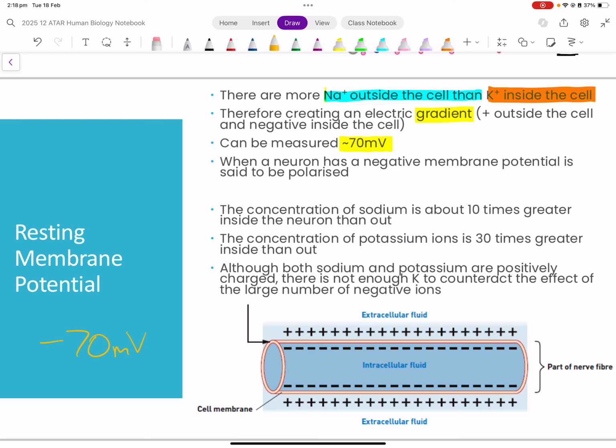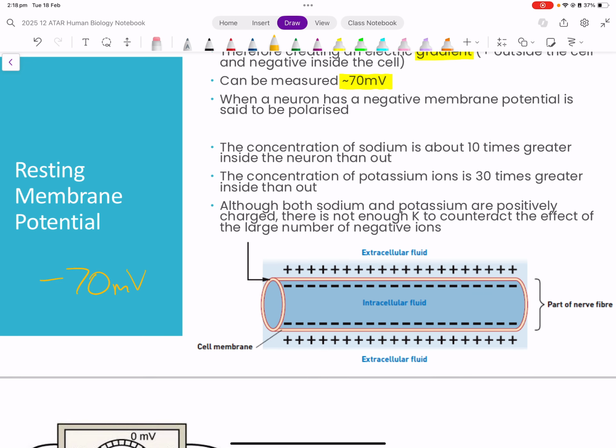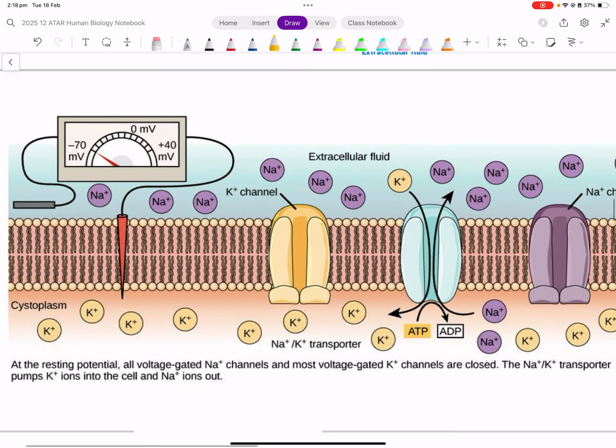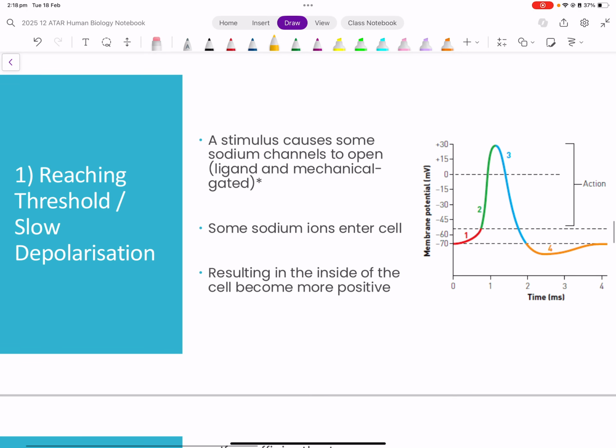It is resting. Now, the concentration of sodium is about 10 times greater outside the neuron than in, and the concentration of potassium is 30 times greater inside than out. So when we're talking about sodium and potassium being positively charged, there's simply not enough potassium to counteract the effect that sodium is going to have on the cell, and also to counteract the effect of the large number of negative ions found inside the cell. I'm going to skip over this diagram very quickly now, and we will talk about what happens to start this action potential off.